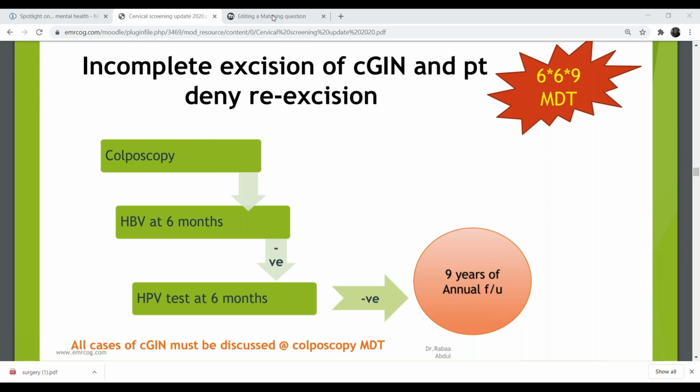Okay? And when it comes to the exam, don't worry about the calculation. It will come as it is: that the patient should complete 10 years of annual follow-up.